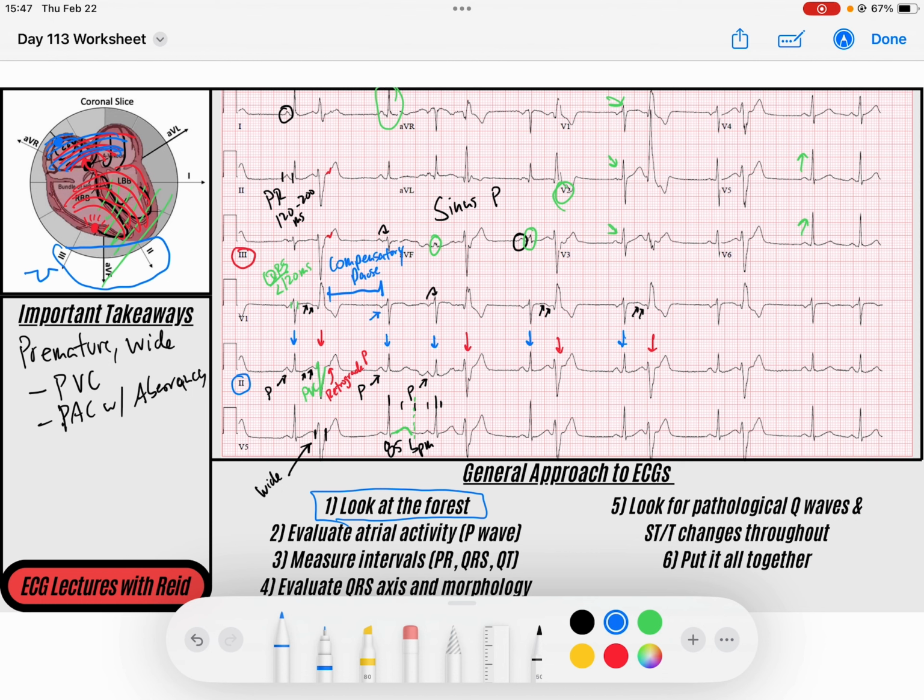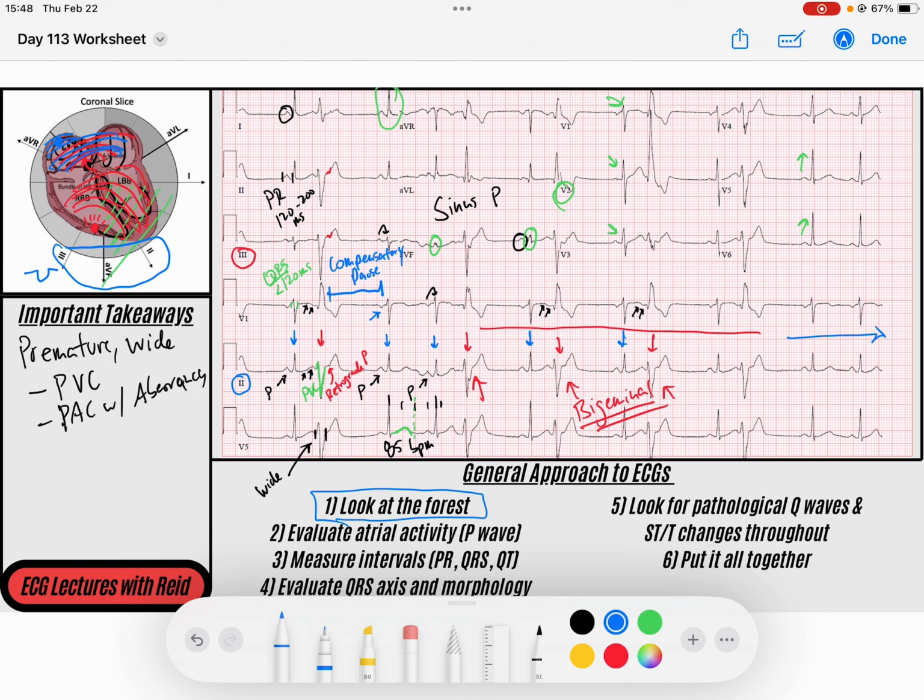And so we get frequent premature ventricular contractions, right? Here's another one, another one, another one. It's happening in a bigeminal pattern briefly, right? Bigeminy means that it's happening every other beat, right? So we briefly have a run of ventricular bigeminy right here. And then we see our sinus node gets a couple beats out, right?